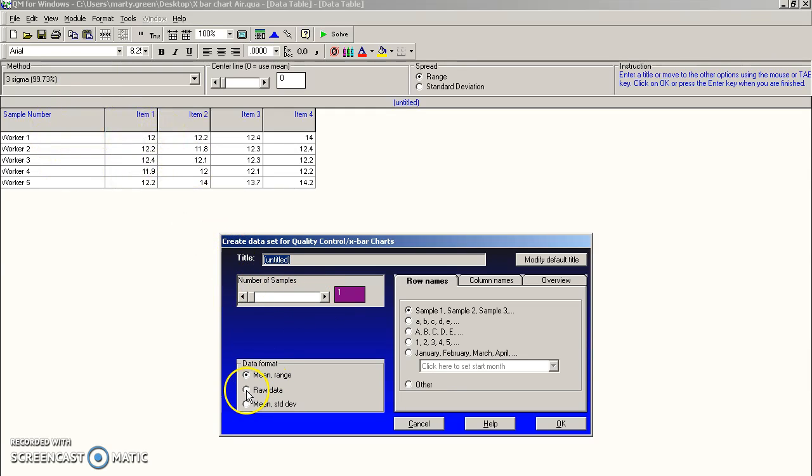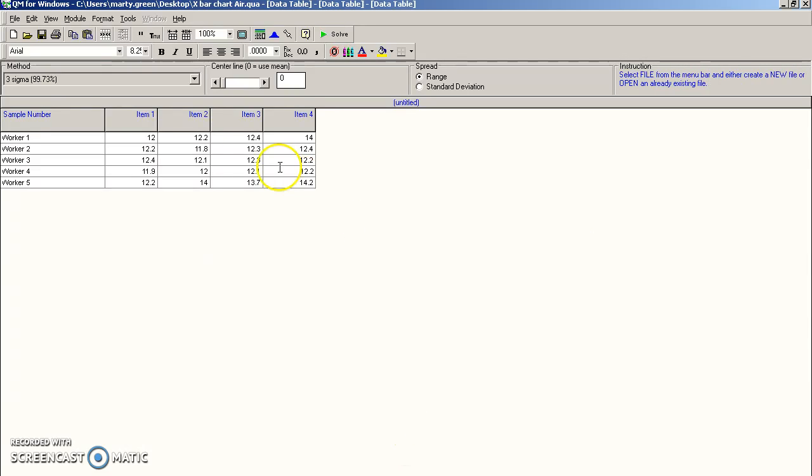Just simply click on raw data, put in the number of samples. And for us, the number of samples is 5. We've got 5 workers, and our sample size here is 4, so 4 samples each. Now, if I clicked OK, it would create the template. I've already filled it out here, so I'm going to just click Cancel and look at our situation here.